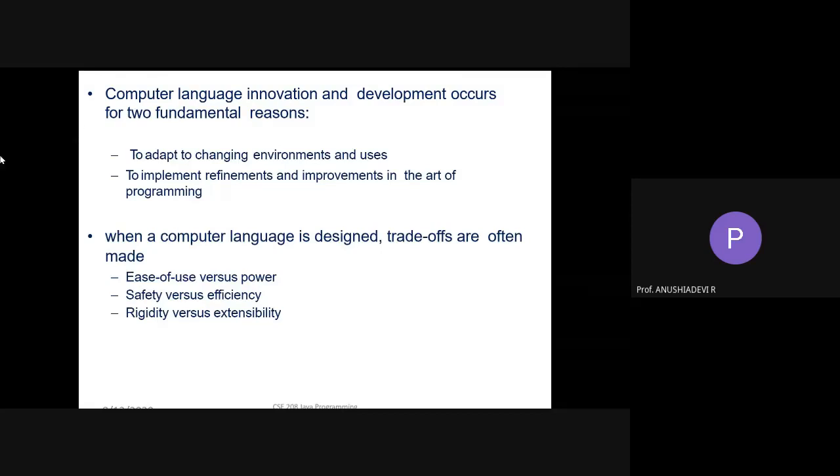And while we develop a new programming language, at that time they have to consider these three things. First, ease of use versus power. That means the programming language must be easy to use, and it must also be powerful. Next, the second one is that the programming language must be secure, and it must also be efficient. The third is that the programming language must be rigid as well as extensible. So while someone designs a programming language, they must consider these three points.